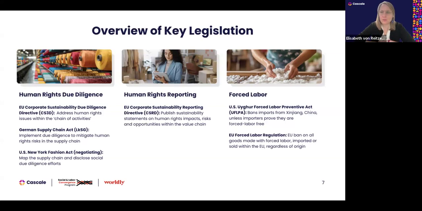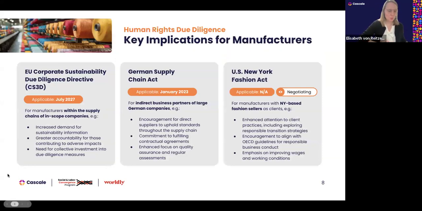Indeed, for manufacturers or companies, it is important to understand these requirements in order to help foster equitable and restorative business practices. In the next slides, we will be diving a bit deeper into these pieces. So now, to start with the EU CSDDD.